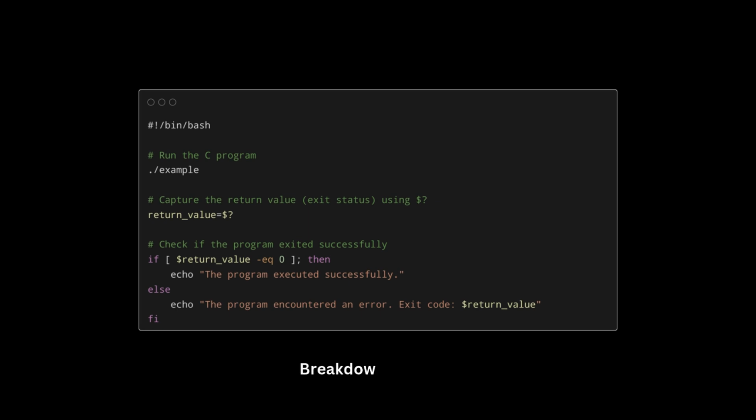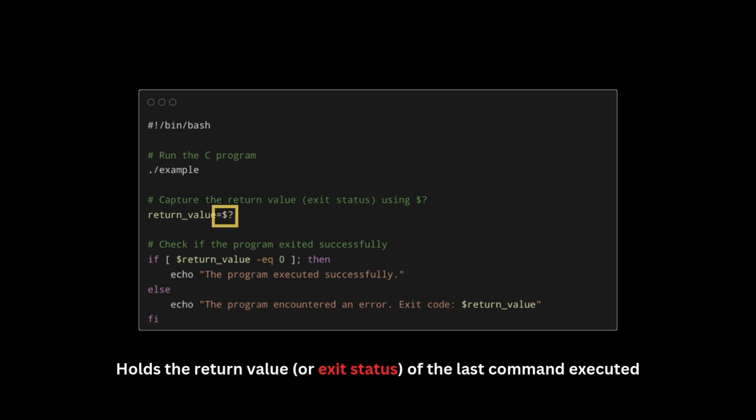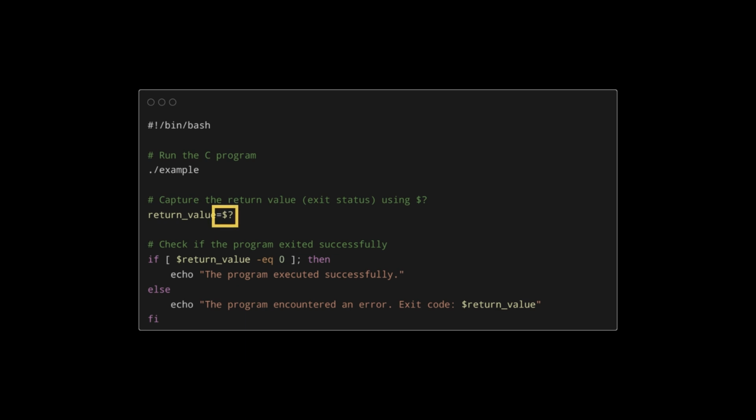Let's break down the code. The first line uses a hash key and an exclamation mark to tell the system that the script should be run using the bash shell. $example runs the compiled C program, and $? is a special variable in bash that holds the return value or exit status of the last command executed. In this case, it's capturing the return value of the C program.